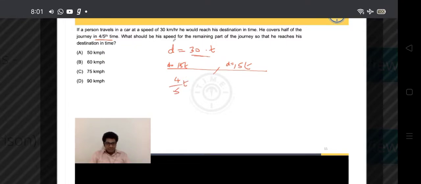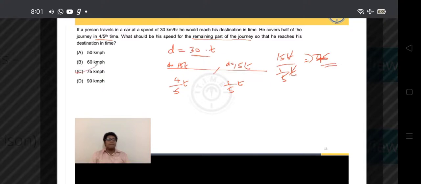Right? What should be his speed for the remaining part of the journey so that he reaches his destination in time? So the total time should be t. Okay, so 4/5 time. What is the balance time? 1/5 time. So what is the speed for the remaining journey? So remaining distance by remaining time. So what is the remaining distance? Half, which is 15t. So the remaining distance of 15t, I should take how much time? 1/5 of the time. If I just cancel, what will I get? t will cancel. So 15 into 5, sorry, 75.